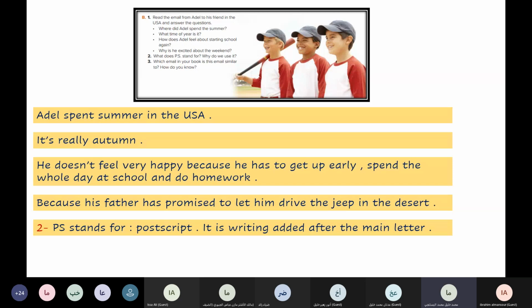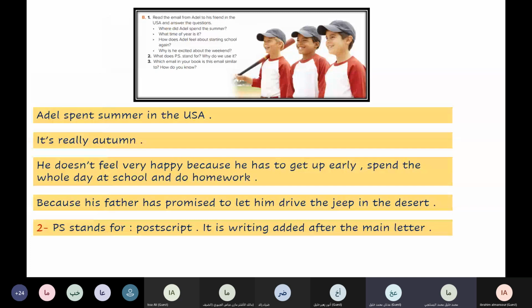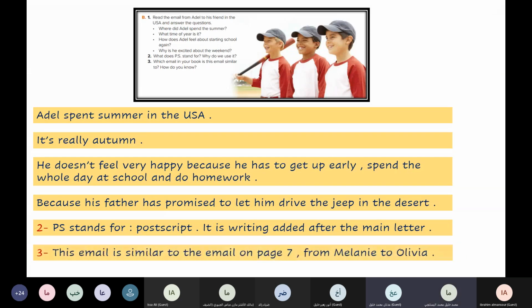Okay, so this is about the answers. Now what about the last question? Who can read it? Yeah, Adnan. Okay. Which email in your book is this email similar to? How do you know? Good. It is similar maybe to Olivia. Yes, the email which is on page 7, which is from Melanie to Olivia.